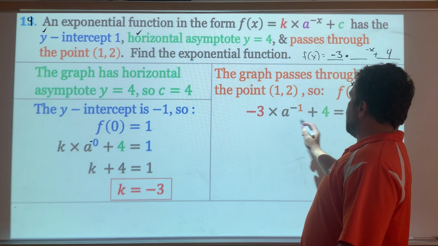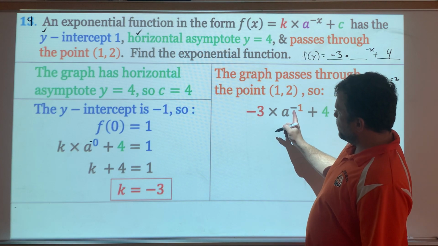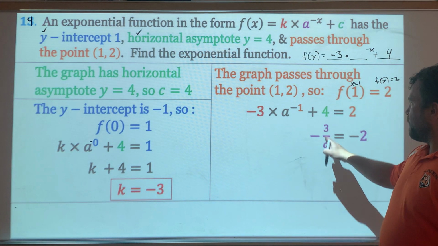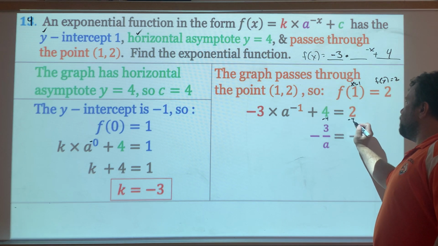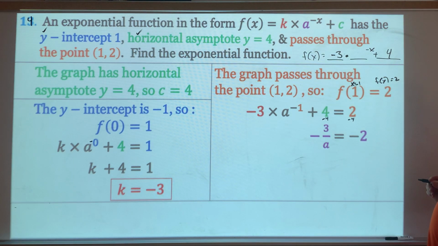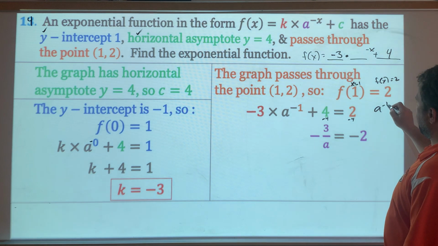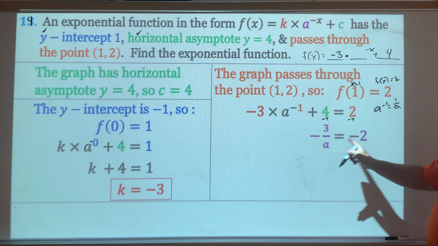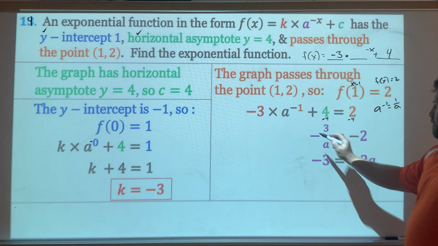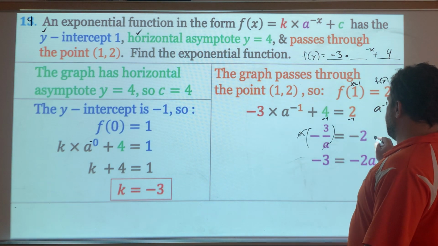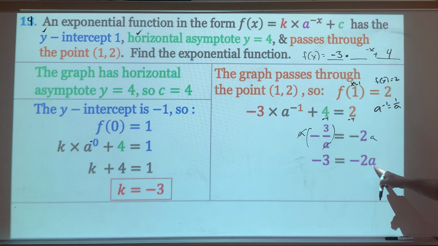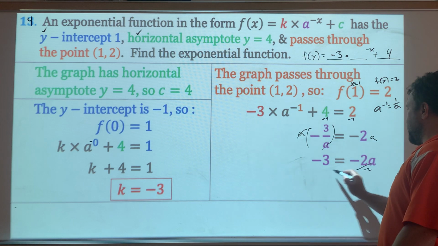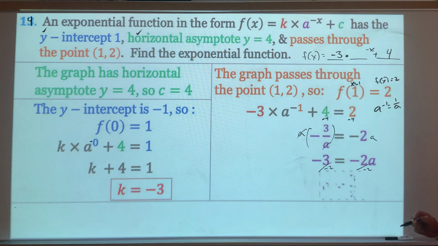Subtract 4 from both sides, actually we can do this. -3 times a to the -1 is -3 over a. And then we subtract 4 at the same time, and you get -2. Just remember, a to the -1 is 1 over a. So 1 over a times -3 is -3 over a. Now in order to solve for a here, I'm going to multiply both sides by a. Cancel out the a's, leaving -2a over here. Divide both sides by -2, leaving me with a equals 3/2.